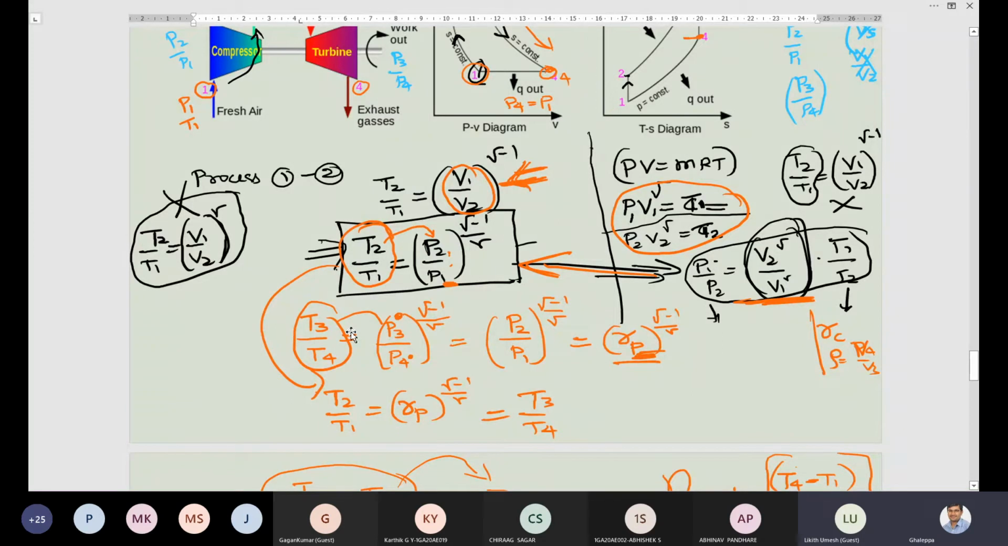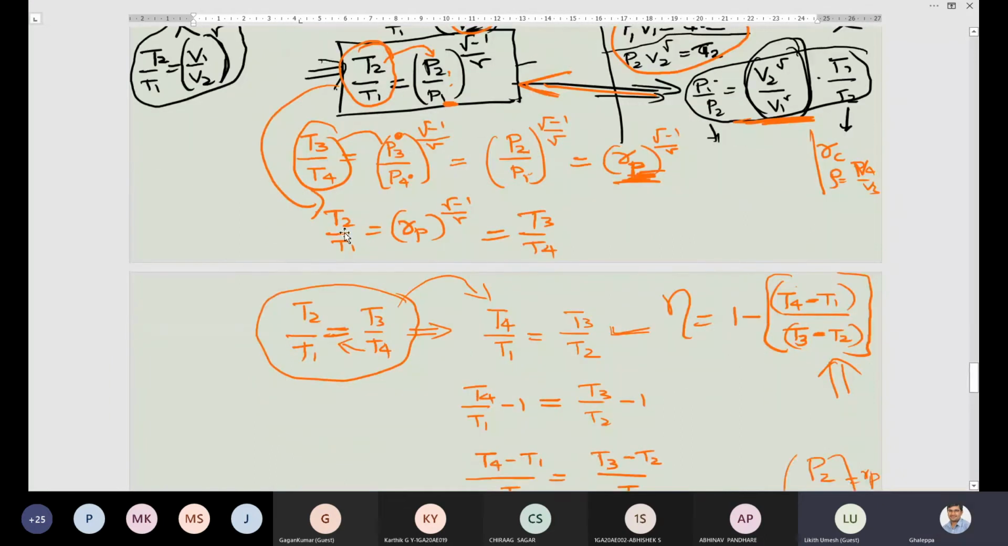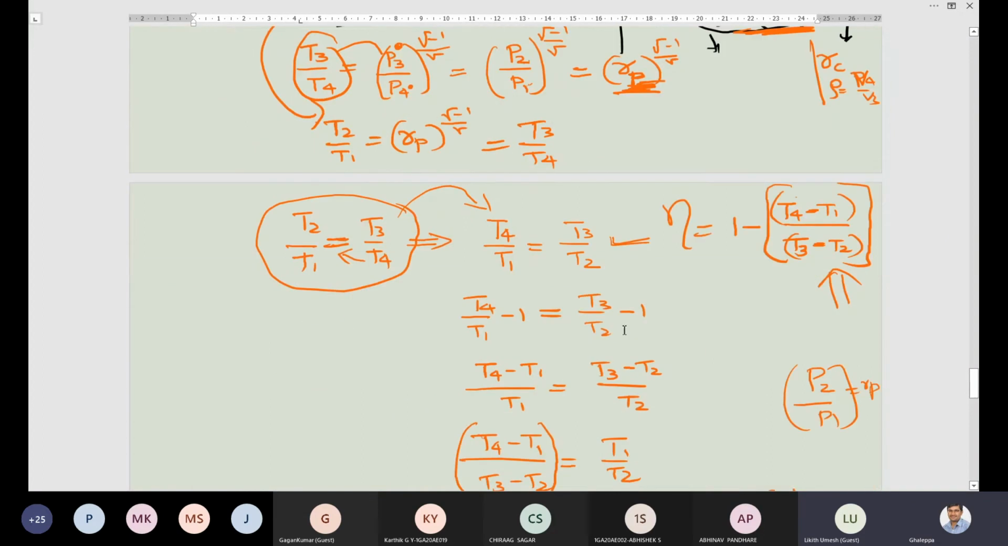Similarly, you write for 3 to 4, that is expansion. So you will get one more equation. Keep in mind, P2 by P1, I will call it the pressure ratio. So with that pressure ratio, T2 by T1 is equal to T3 by T4. Again, this equation is not what we need. We need it in terms of differences, but here there are ratios. So I need T4 minus T1. To get to this equation, what I did is I subtracted 1 on both sides of this equation.